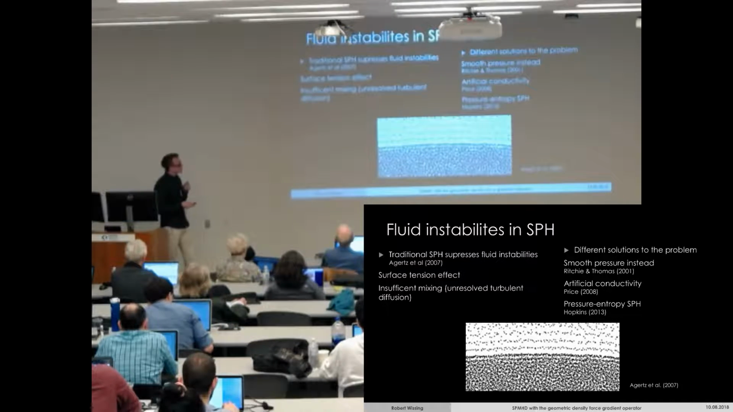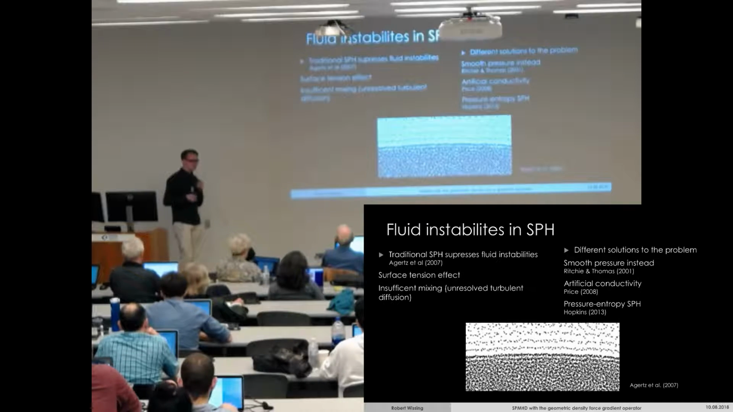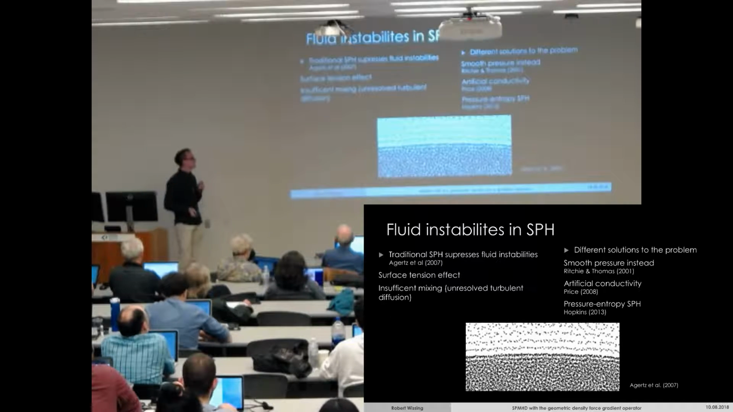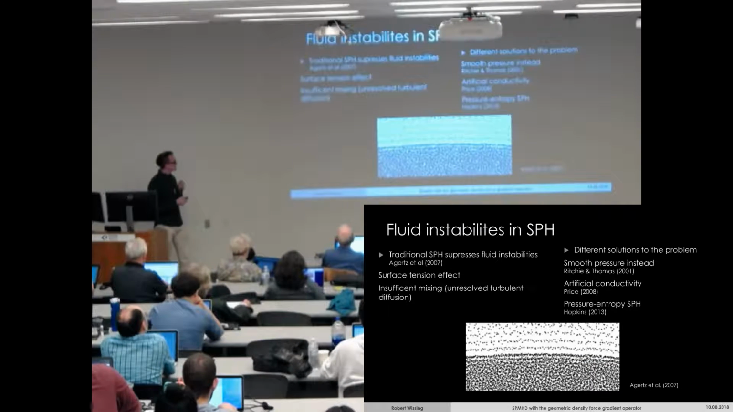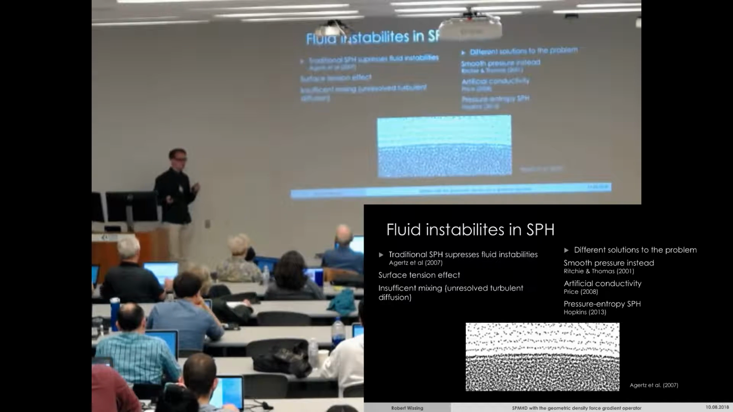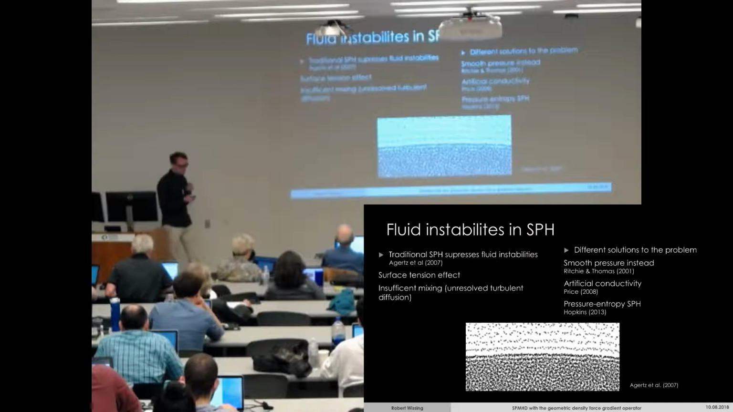There have been some different solutions to the problem. For example, Ritchie and Thomas suggested that we smooth the pressure instead. However, this can be very noisy. Artificial conductivity was introduced by Price, which does not really work when you include gravity, because you get dissipation even in hydrostatic equilibrium. And then there is pressure-entropy SPH, which Hopkins introduced. However, I will show later that you do not really alter the MHD equations when you do this, and in some problems, this formalism doesn't help.